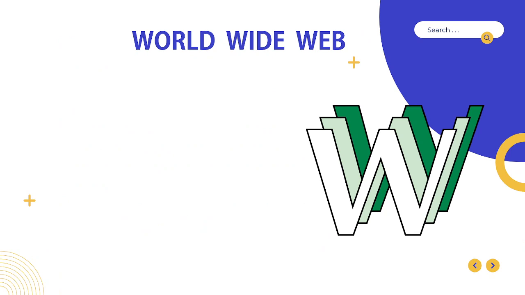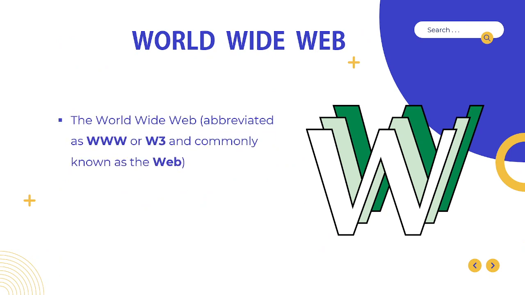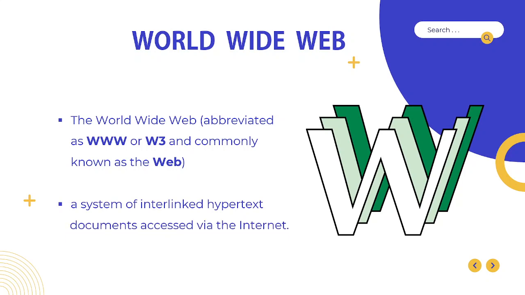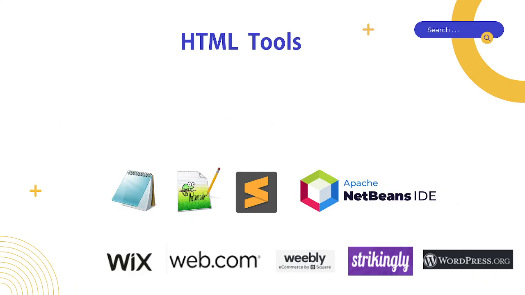The World Wide Web, or the WWW, or W3, is commonly known as the web, a system of interlinked hypertext documents accessed via the internet.